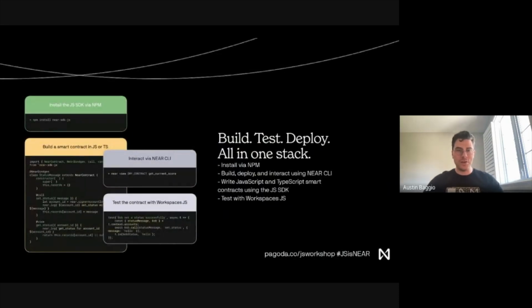So what does this actually mean in practice? One of the things that we love so much about building JavaScript applications is that we can just install packages via NPM, and the JavaScript SDK is no different. It's a simple install via NPM. You can interact with the contracts using our CLI. You can build and deploy with our CLI, and you can literally write the contracts in JavaScript or TypeScript. You can test with our Workspaces framework, which also has a JavaScript implementation. So the entire scope of your application can all be written in JavaScript.